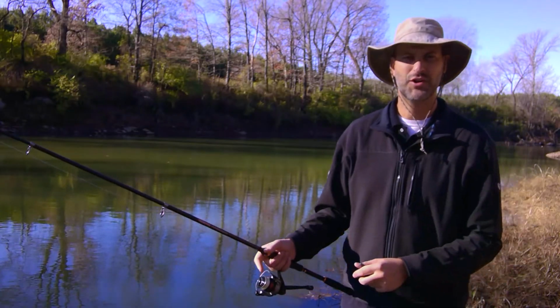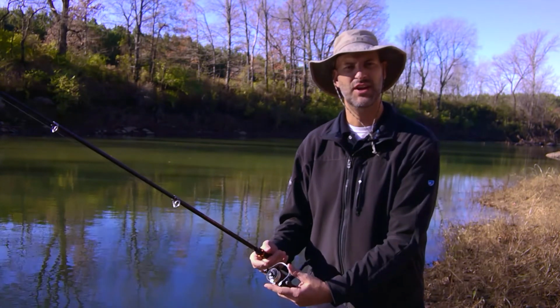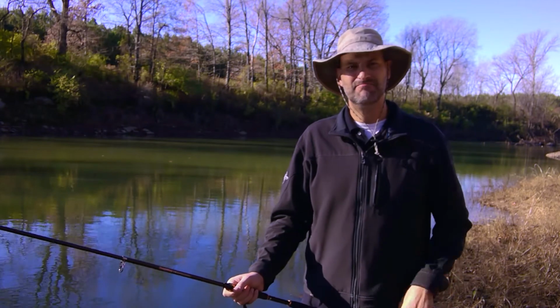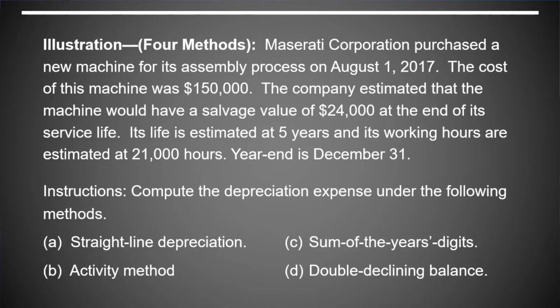Okay, let's work through an example using the four methods we've talked through for depreciation. So here is our scenario. We have a corporation that purchased a new machine for its assembly process on August 1st, 2017. The cost of the machine was $150,000. The company estimated that the machine would have a salvage value of $24,000 at the end of its service life.